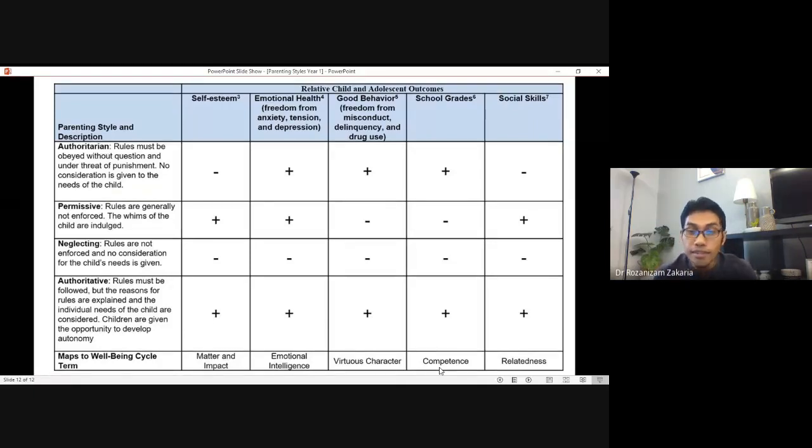So this is based on this study. According to them, the worst one is the neglecting parenting style, which has negative effects on all domains: self-esteem, emotional health, group behavior, grades, social skills. But the positive one is authoritative. You are good in terms of your emotional well-being, your character, your competence, your ability to relate with others. Of course this is not rigid, and it really depends on other factors as well. But these are some of the examples.